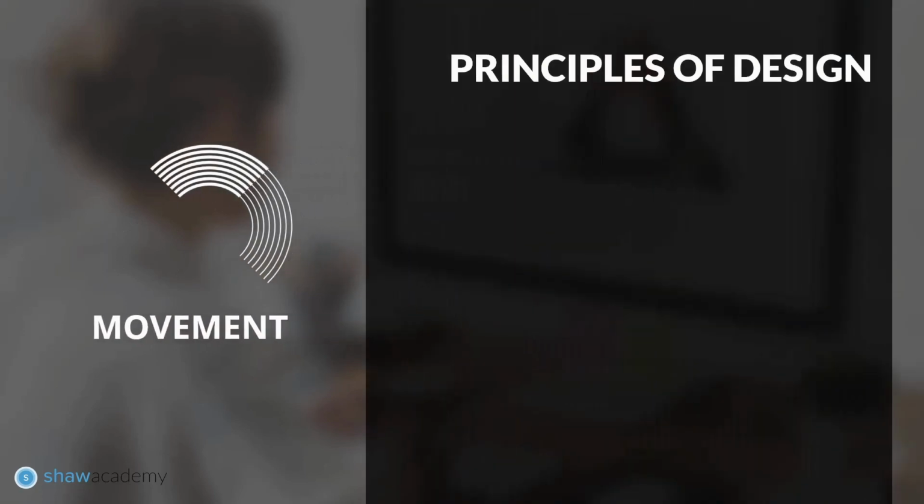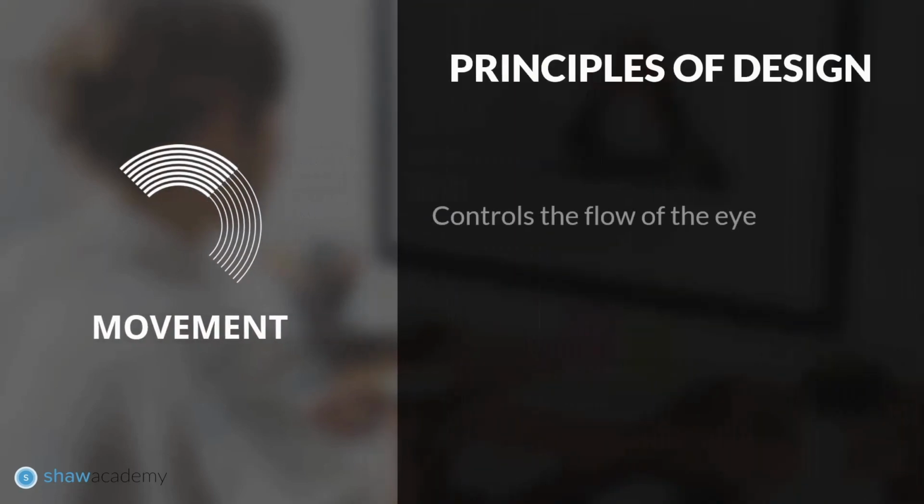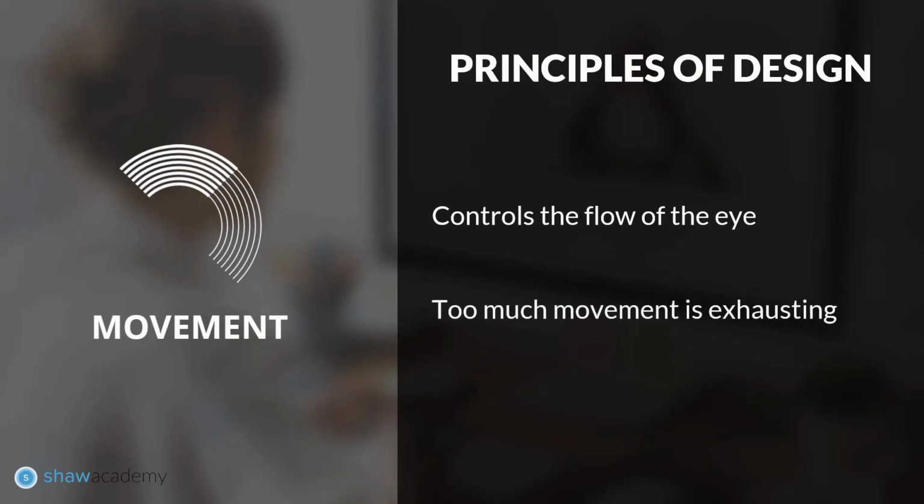Movement refers to the principle that good design controls the eye's flow through a composition. This means that the most important element should lead to the second most important, and so on. Movement also needs to be balanced. Too much movement will exhaust your viewer, so learn to use it sparingly.